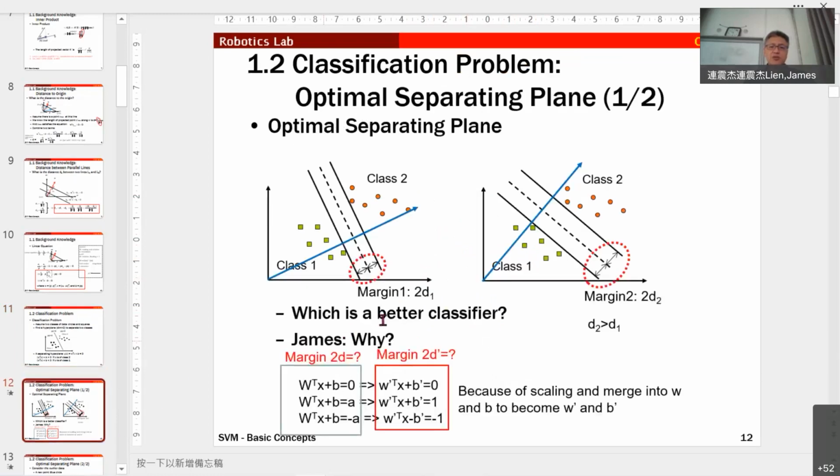So the purpose is that we try to have some margin. It's called margin. 一个范围叫 margin. So before, LDA is just one line. Why SVM is better than LDA is because we not only need this dashed line, we need a margin, so that the two classes can be separated.